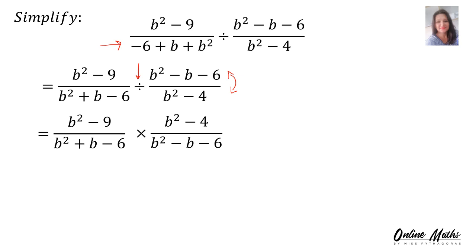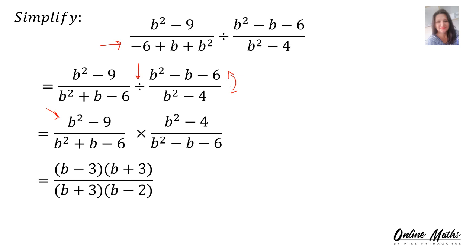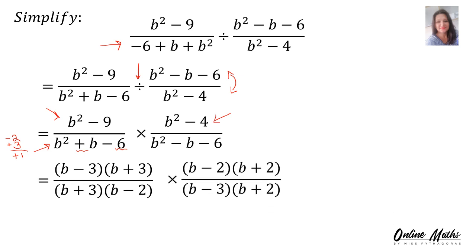Now in the next step, I'm going to factorize each and every term individually. B squared minus 9 is the difference of two squares. So it's b minus 3, b plus 3. And then here at the bottom, when you factorize it, you say the factors of 6 are 2 and 3. I want the middle term to be plus 1. How can 2 and 3 give me plus 1? Minus 2 plus 3. Therefore, your factors are b plus 3, b minus 2. And then the second term is the difference of two squares, b minus 2, b plus 2.